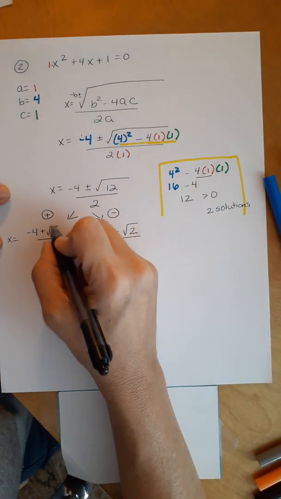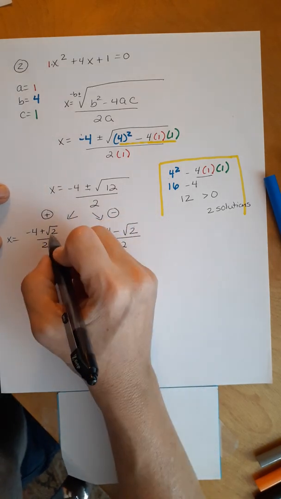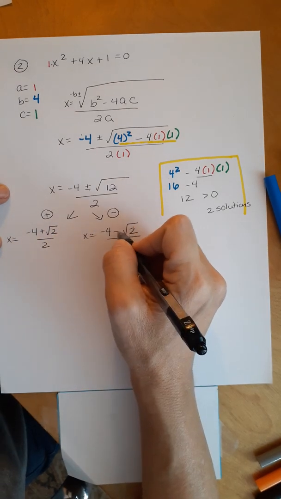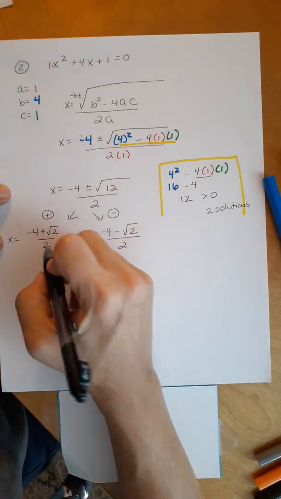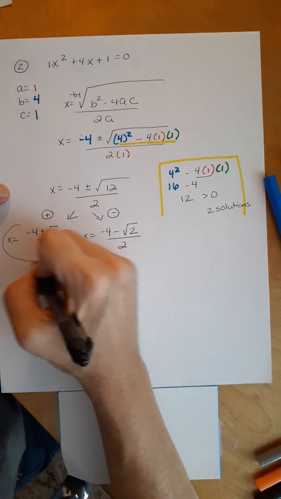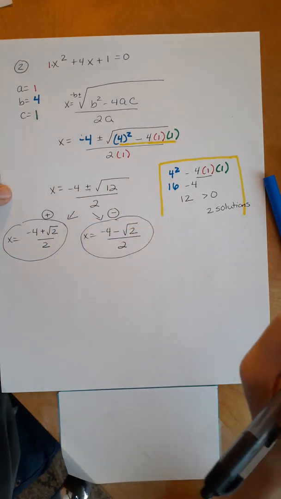Now, if we were to take the square root of 2, we would get a decimal. And then we would subtract that from negative 4 here, and we would divide it by 2, and we're going to get some type of decimal. But we can just leave it like this for now. But you can see it works. It gives you 2 solutions.